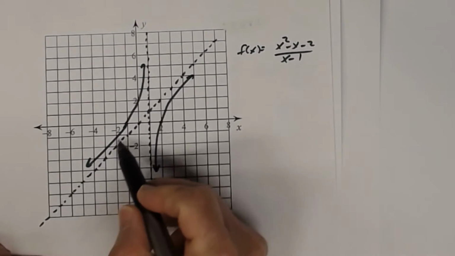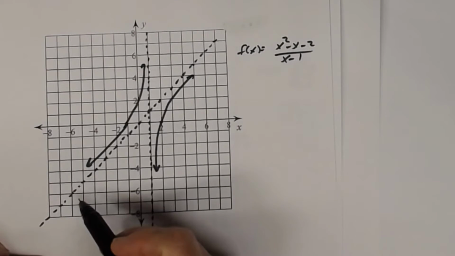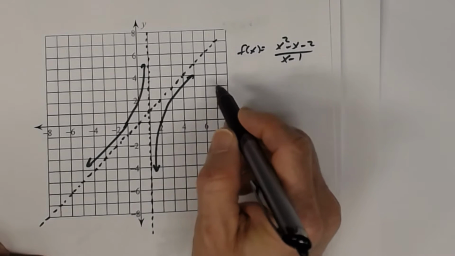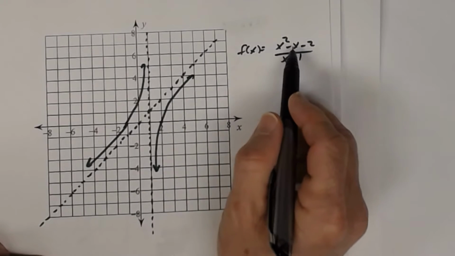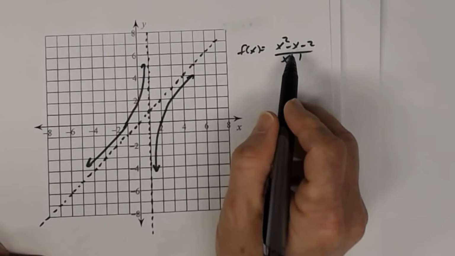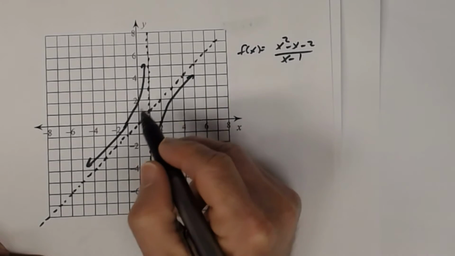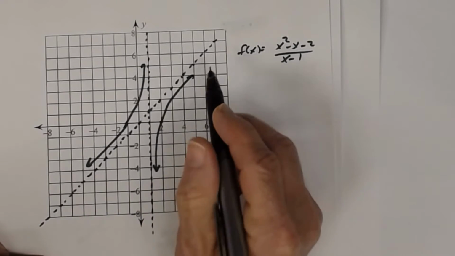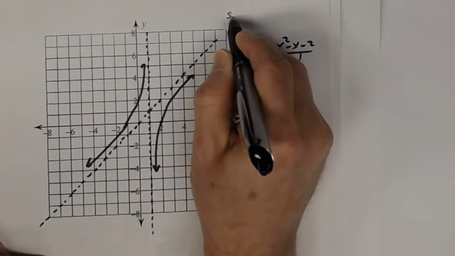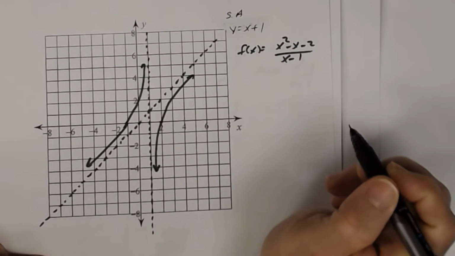Do you recognize this is the slant asymptote, right? The slant asymptote. And so notice the degree. The degree of the numerator is 2. The degree of the denominator is 1. 2 is 1 more than 1. So you're going to have an oblique asymptote. And the equation of this slant asymptote is y equals x plus 1 in this case.